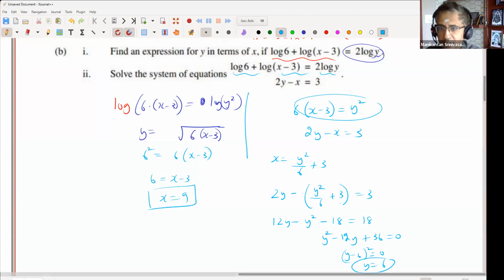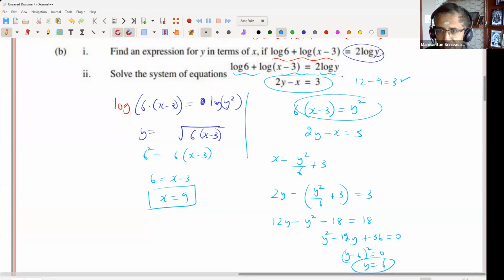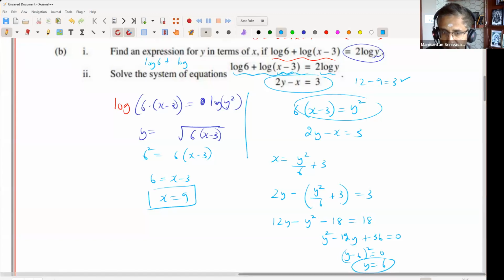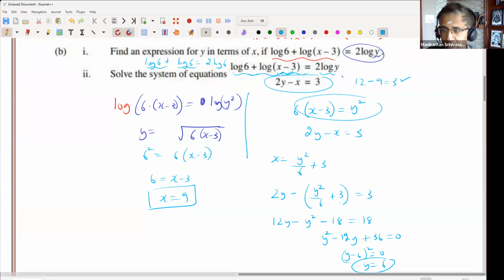Okay. So we can just do a quick check. So 2 times y is 12. 12 minus 9 is indeed 3. So this passes. This is log 6 plus log of 6. 9 minus 3 is 6. Is that equal to 2 times log of y, which is 6? Yes, indeed. Log 6 plus log 6 is 2 times log 6.